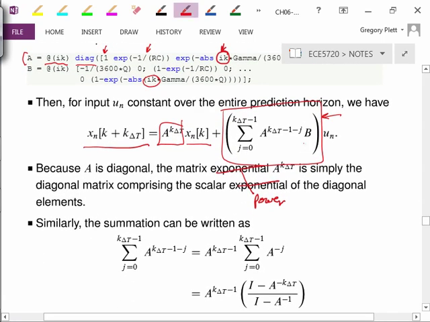So B is constant, that does not need to be in the summation, but the summation of the other term here, for j equals 0 to k delta t minus 1 of A to the k delta t minus 1 minus j power, I can take that and write it as A to the k delta t minus 1 times A to the minus j. I can factor that out. This is not a function of j, so it comes outside of the summation. And so inside the summation, I go from j equals 0 to k delta t minus 1 of A to the minus j power.